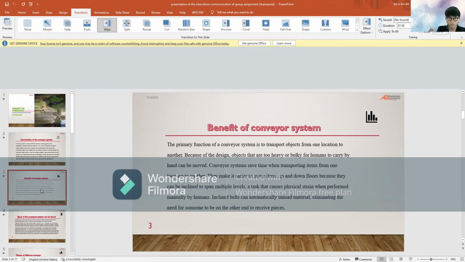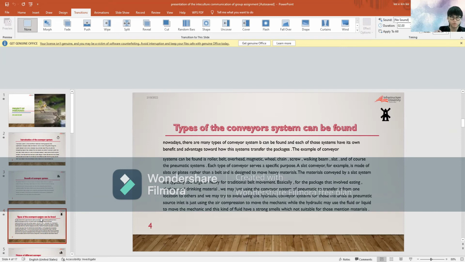They make it easier to move items up and down floors because they can be inclined to span multiple levels, a task that causes physical strain when performed manually by humans. Inclined belts can automatically unload material, eliminating the need for someone to be on the other end to receive each piece. So what types of conveyor systems can be found?